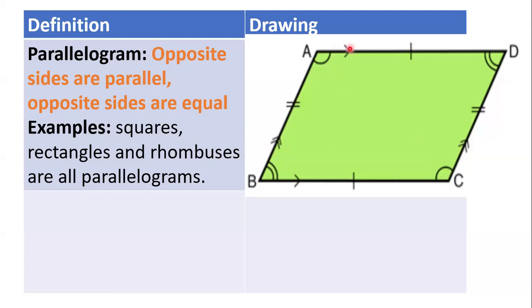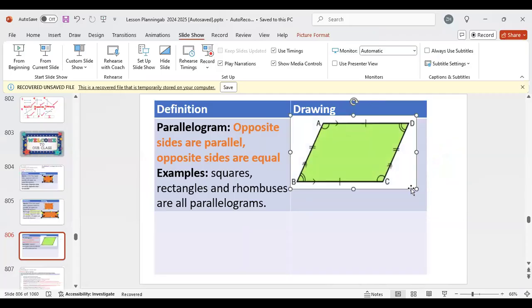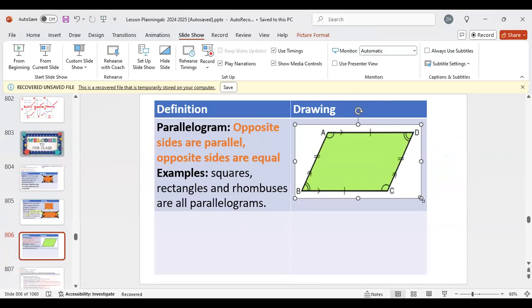And Samaya, this one has an arrow, this one has an arrow. What does that indicate about these two sides? Those two are the ones that are parallel. Very good. These two sides are the ones that are parallel. All right, so draw this parallelogram for me. So this one is a parallelogram.